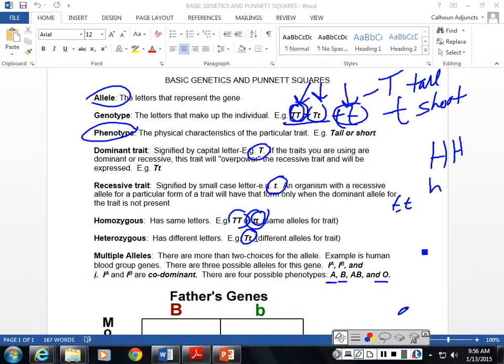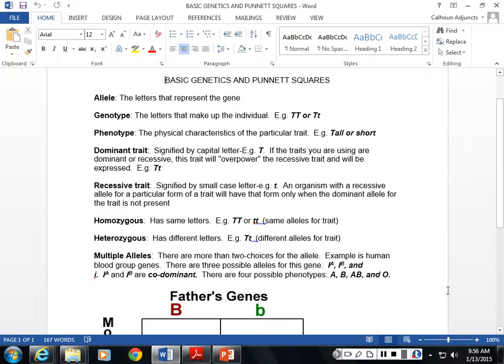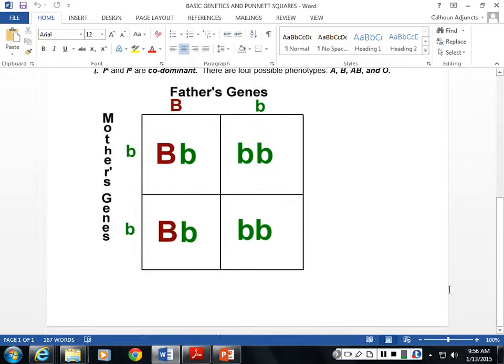Now let's just do a little bit of practice on how this actually works. The way you express this, or the way you show it on a piece of paper, is using what's called a Punnett square.